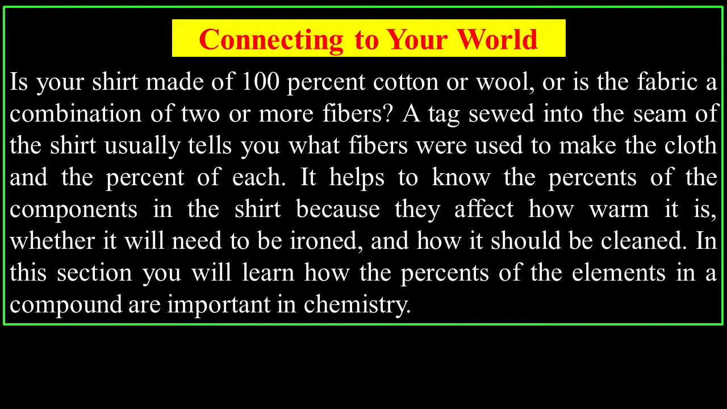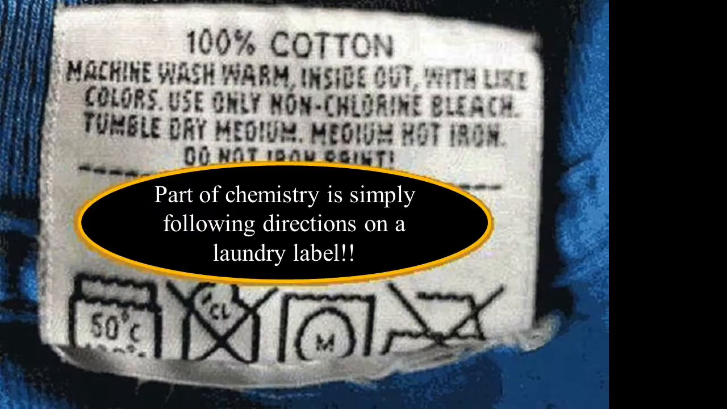Is your shirt made of 100% cotton or wool, or is the fabric a combination of 2 or more fibers? A tag sewn into the seam of the shirt usually tells you what fibers were used to make the cloth and the percent of each. It helps to know the percents of the components in the shirt because they affect how warm it is, whether it will need to be ironed, and how it should be cleaned. In this section, you will learn how the percents of the elements in a compound are important in chemistry.